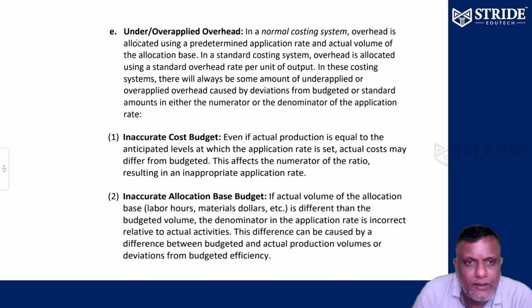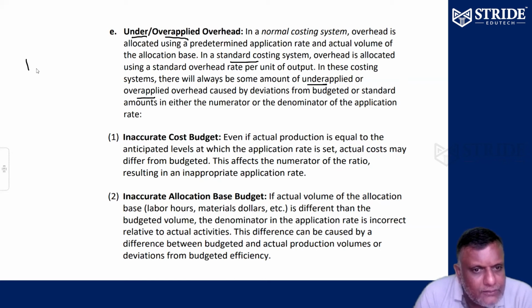Let's see two more terms, already discussed: under absorption and over absorption. The standard costing system also has under absorption and over absorption. Under applied, underestimation, under absorbed are the same, and over applied, overestimation, over absorbed are the same. If anything is estimated at more than the actual cost, it is called over absorption.